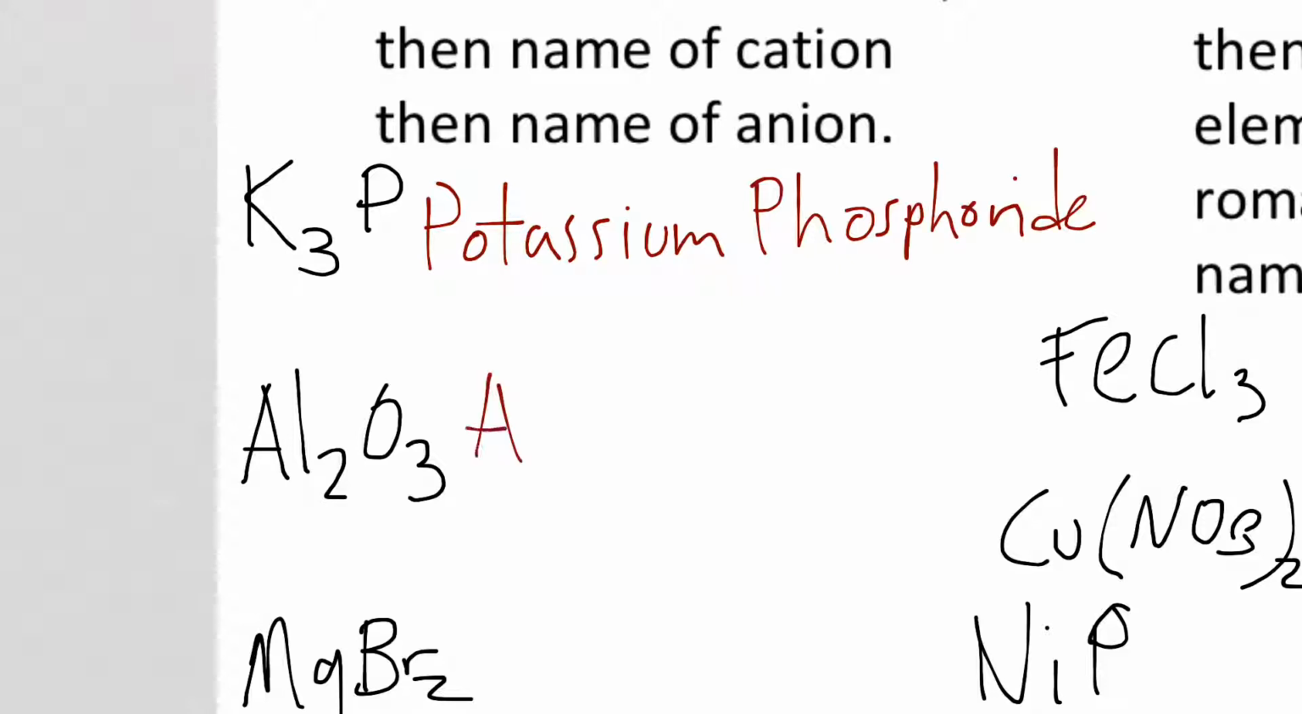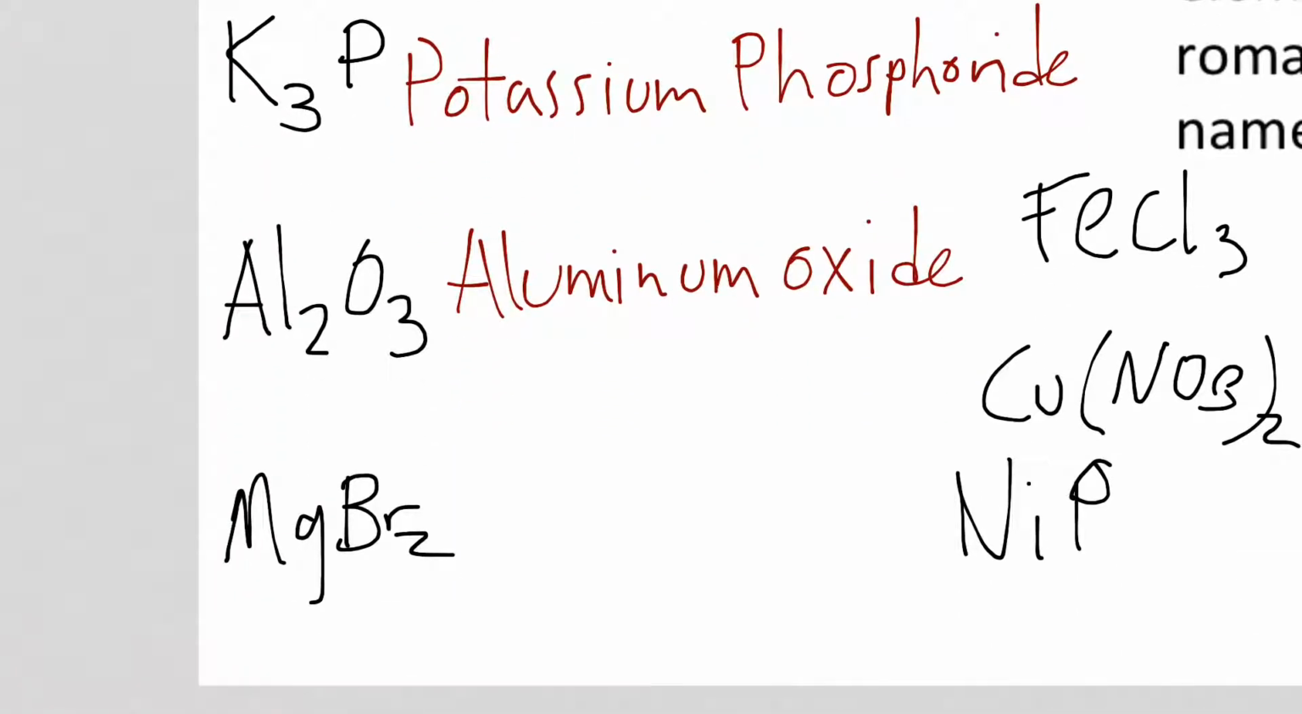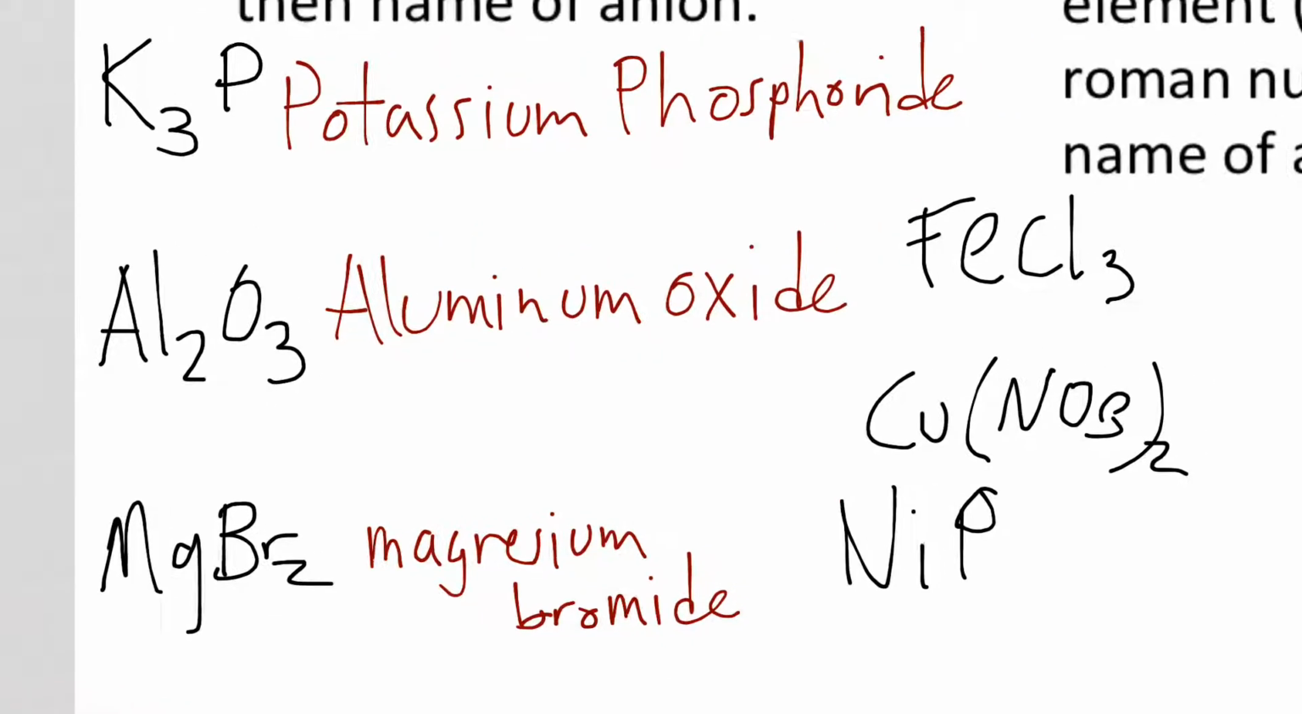Aluminum oxide, because again you're just putting the two different ions together, and magnesium bromide. So very simplistic, don't need to determine the charge, it's very direct and straightforward.